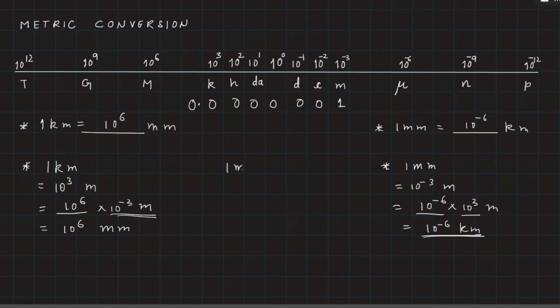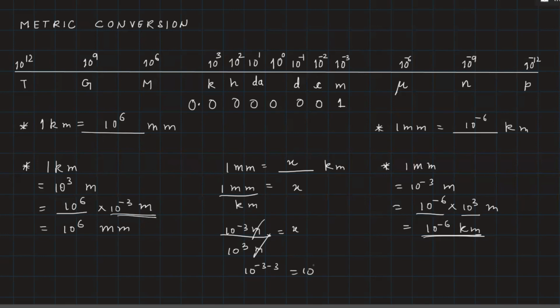So we have 1 millimeter is how many kilometers? I take it as x. This is 1 millimeter, and this kilometer comes down. Now we have to write both of them in terms of meters. A millimeter is 10 to the power minus 3 meters, and a kilometer is 10 to the power 3 meters. Both of them get cancelled, and over here I'll get 10 to the power minus 3 minus 3, that is 10 to the power minus 6. So my value of x is 10 to the power minus 6.